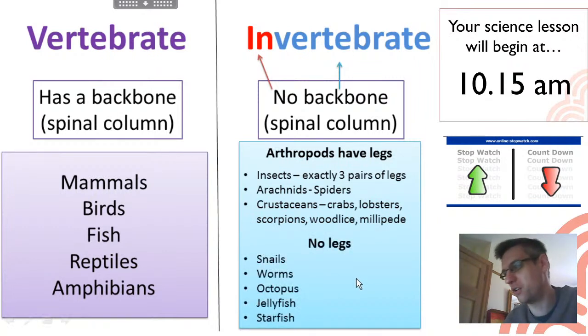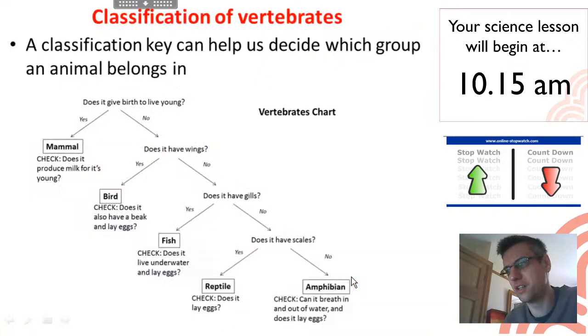I feel like I've said this a lot on the live stream. We should probably move through this and look at the more recent things we've done more recently. A classification key.